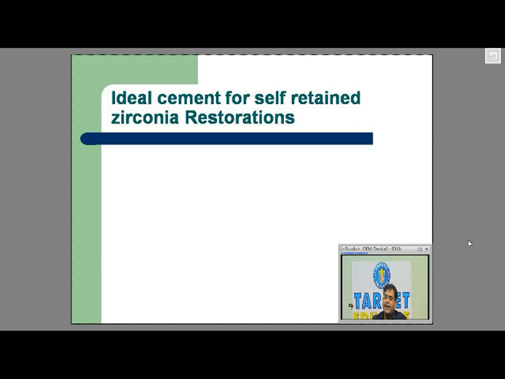Another question was ideal cement for self-retained zirconia restoration.